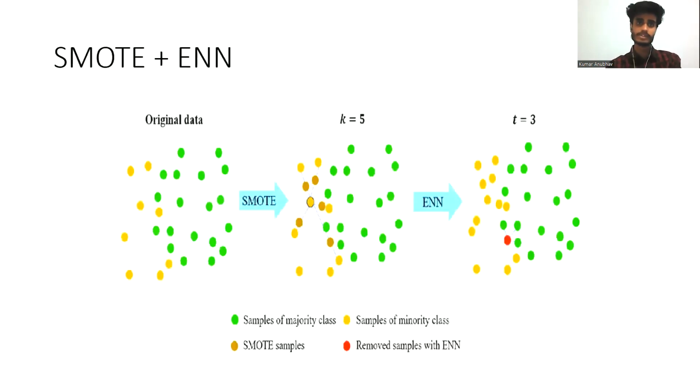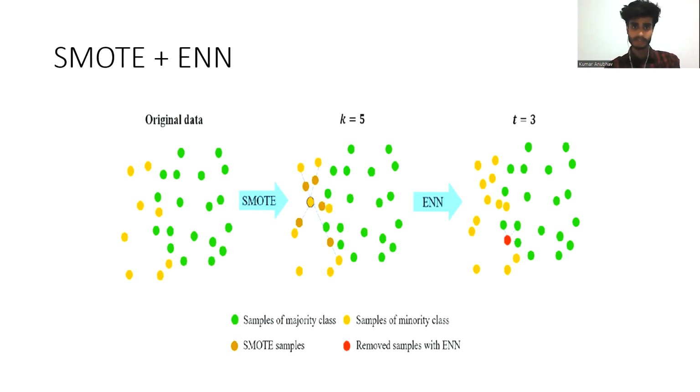The next one is SMOTE plus ENN. As we can see, it is also a type of hybrid method, as SMOTE is the oversampling method while ENN is the undersampling method. So in the first stage, the SMOTE process happens, while in the next stage, ENN happens.